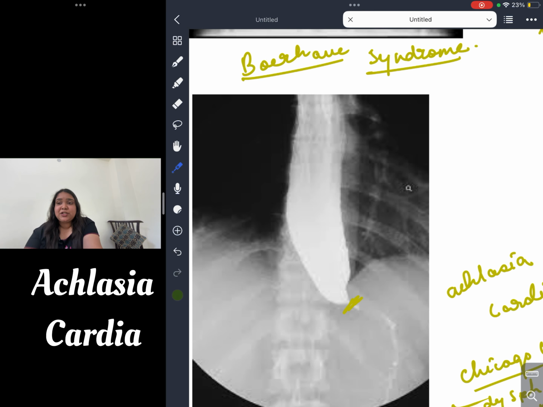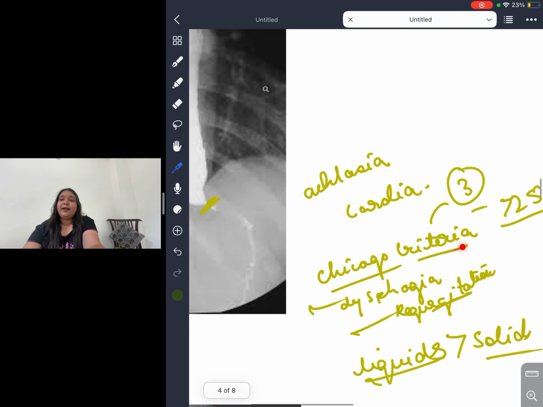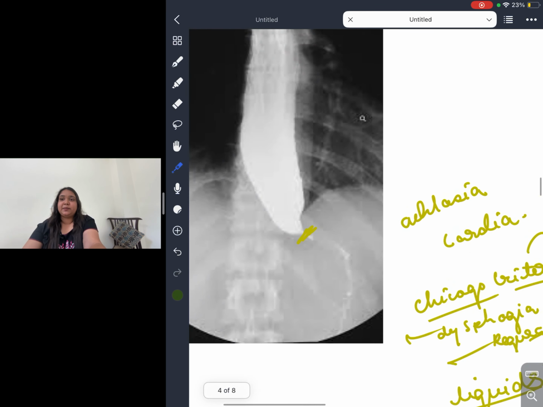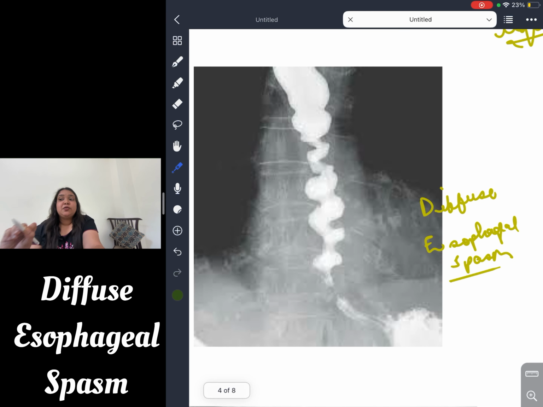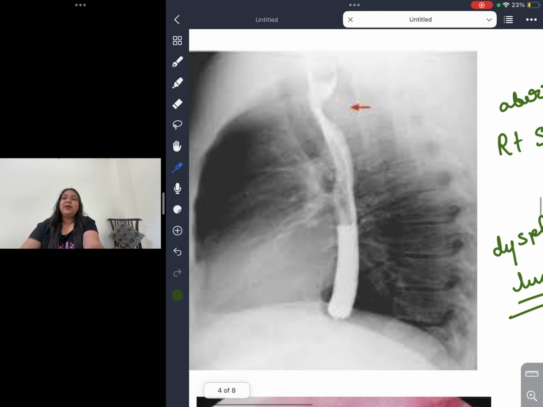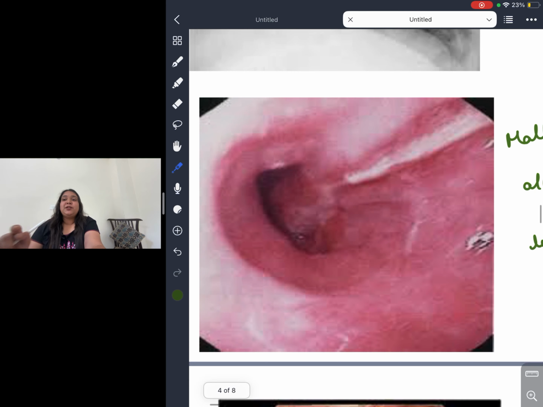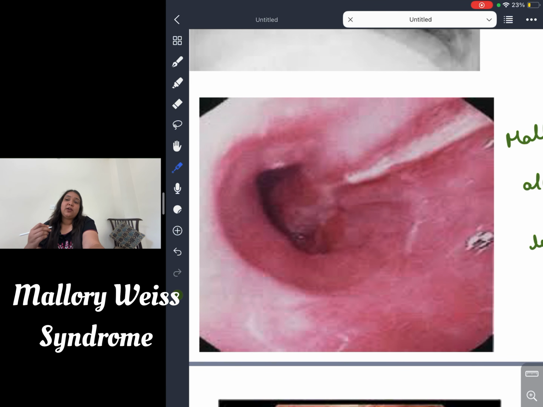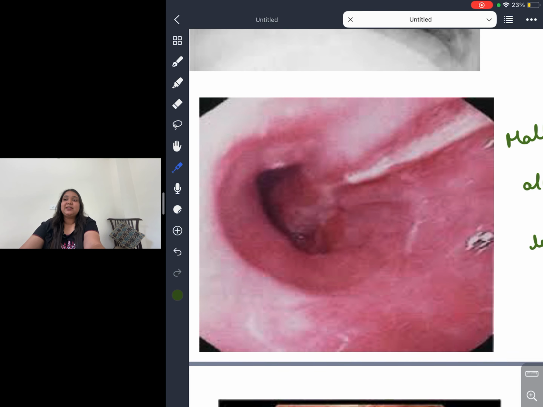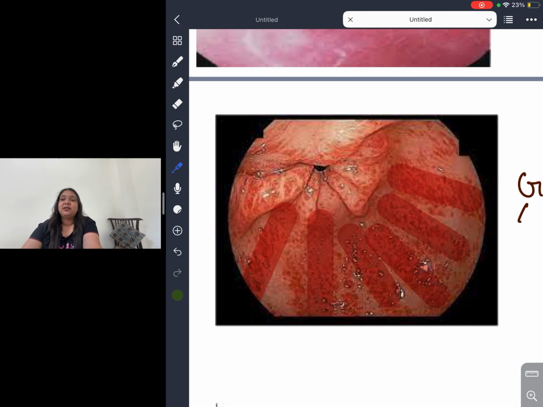This is an example of achalasia cardia due to increased pressure of your lower esophageal sphincter. You have Chicago criteria, dysphagia, liquids more than solids. Image of diffuse esophageal spasm, corkscrew appearance or rosary bead appearance, you can say. Image of your right subclavian artery compressing your esophagus, called dysphagia lusoria. Image of Mallory-Weiss tear, a mucosal longitudinal tear of your esophagus. This is GAVE syndrome, gastric antral vascular ectasia, which looks like a watermelon, called watermelon stomach.